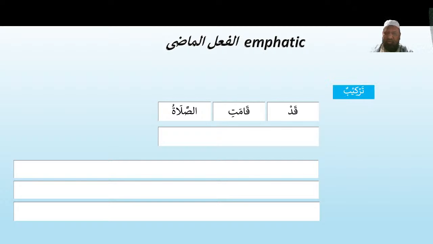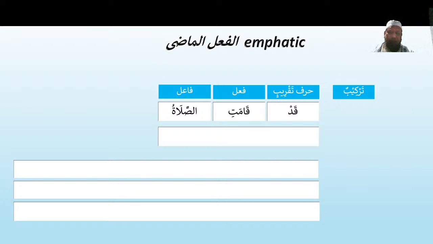قد قامت الصلاة. Let's do the tarkib. قد. Okay, it will give us the meaning of تقريب. So here we'll say قد حرف تقريب, because it's giving us the nearness. قامت فعل and الصلاة فاعل. Translation: the prayer has begun. It is ready to start. It is very near, ready to start. Okay? So the prayer has started. The prayer has begun.